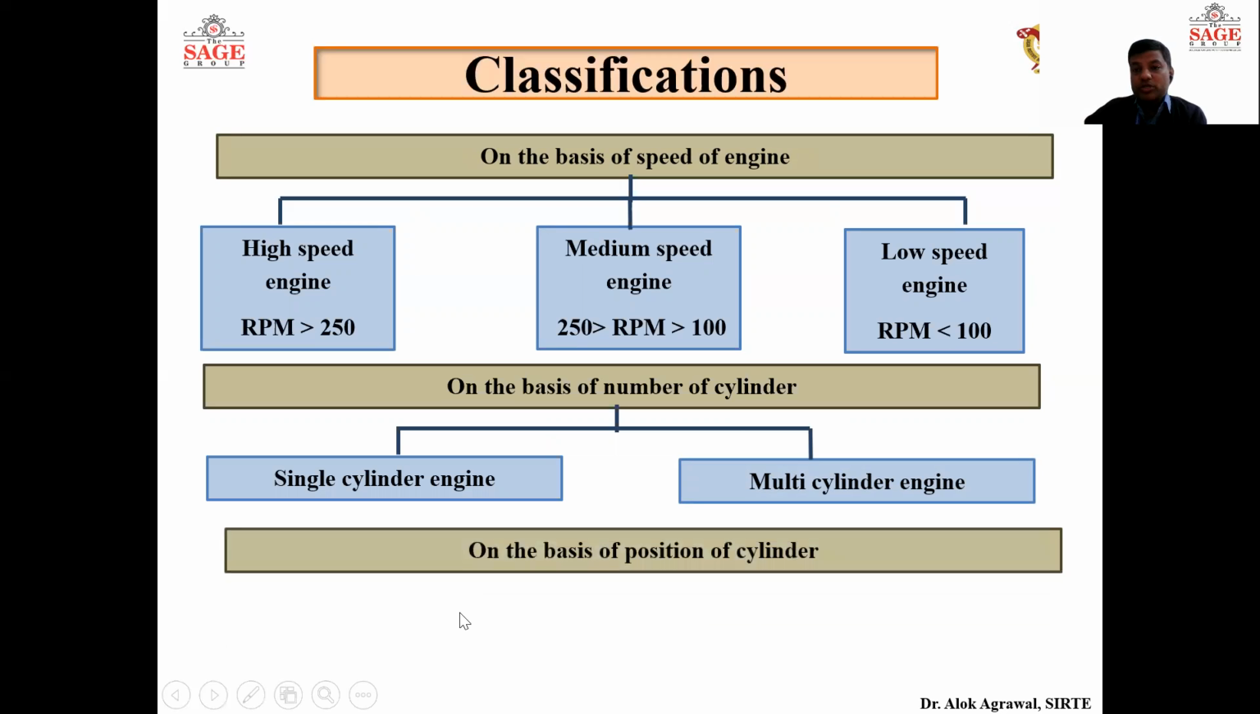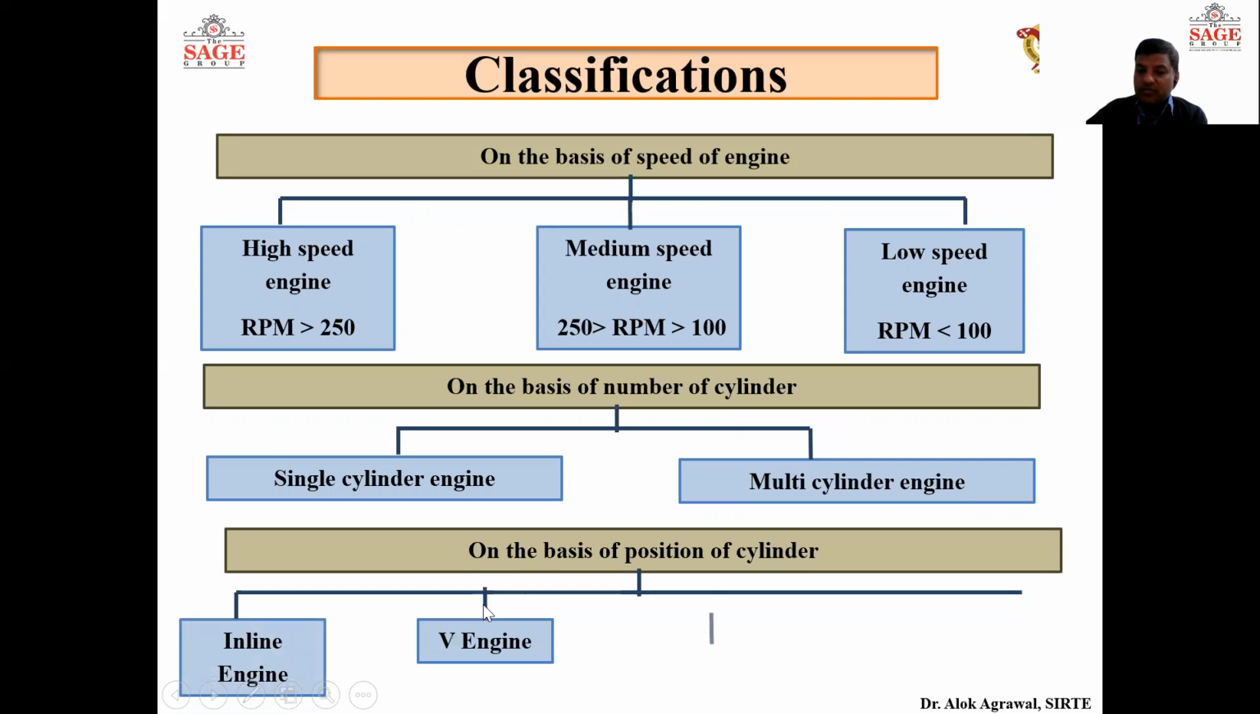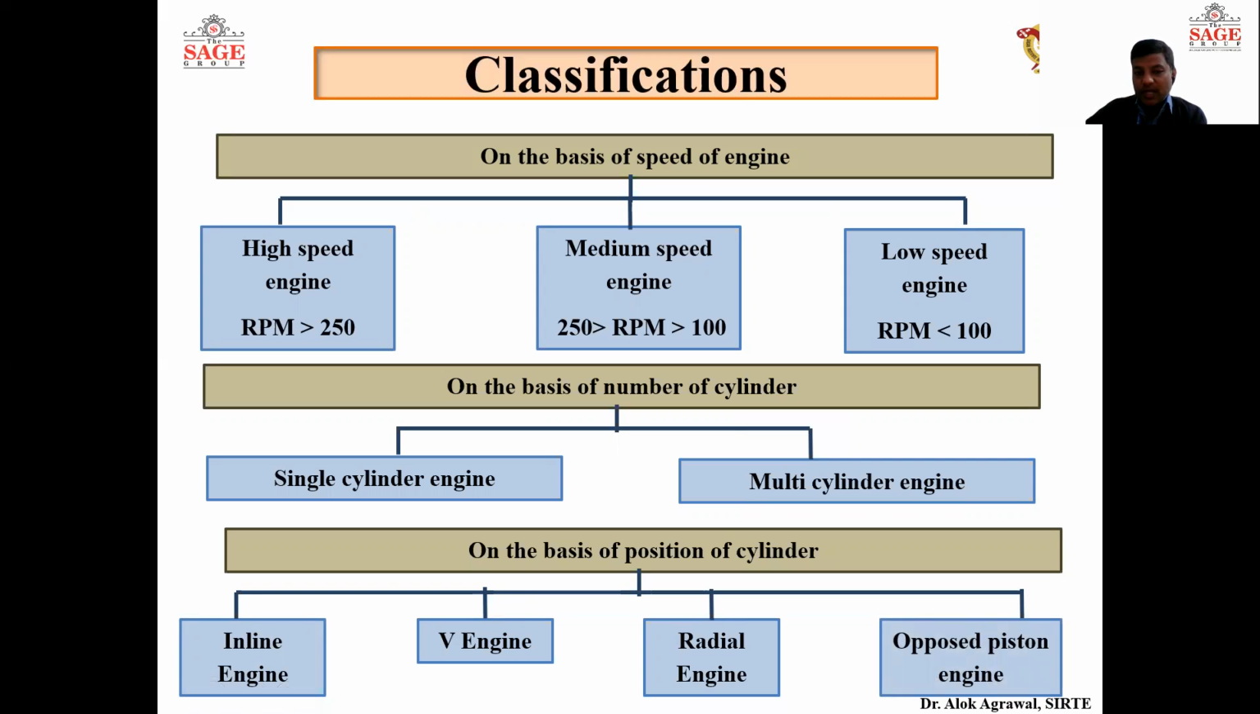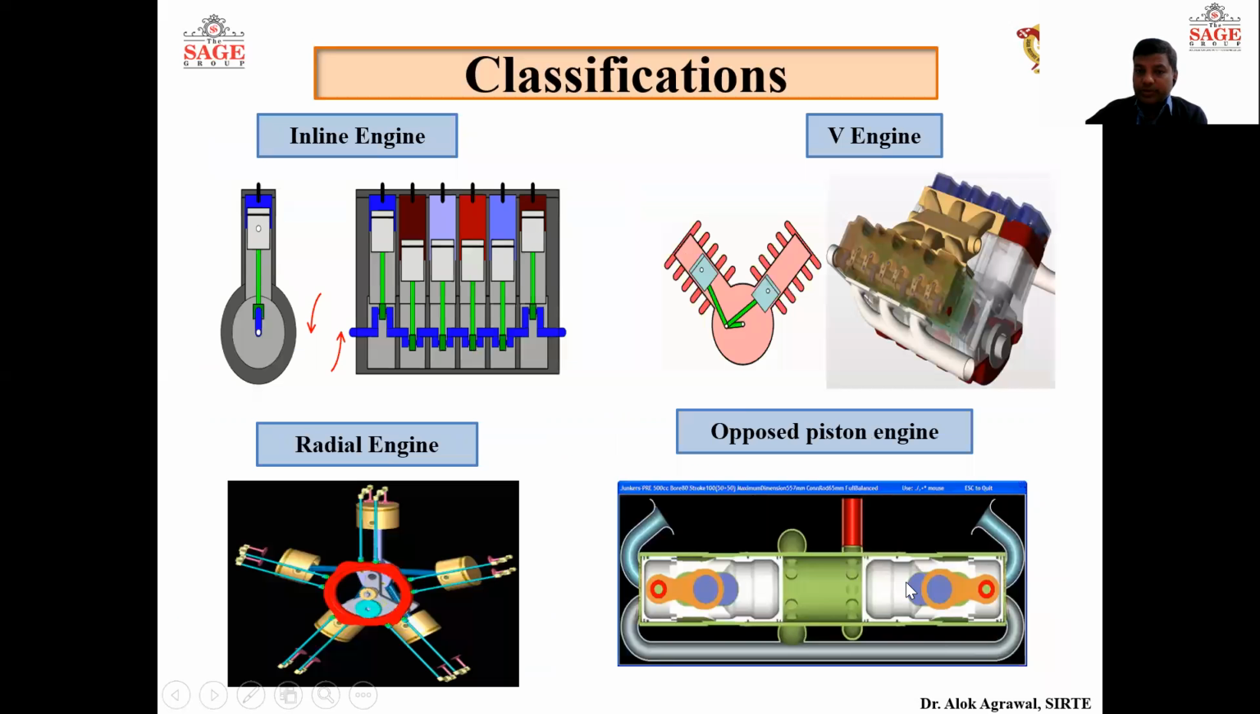Next, on the basis of position of cylinder, how we are designing our engine, there are different types of engine. First one is inline engine, second is V engine, next is radial engine, and another one is opposed piston engine. In the next slide we will see how these engines look like and how they work. So on the basis of arrangement of cylinder and piston, we differentiate internal combustion engine into four types: inline, V engine, radial engine, and opposed piston engine.